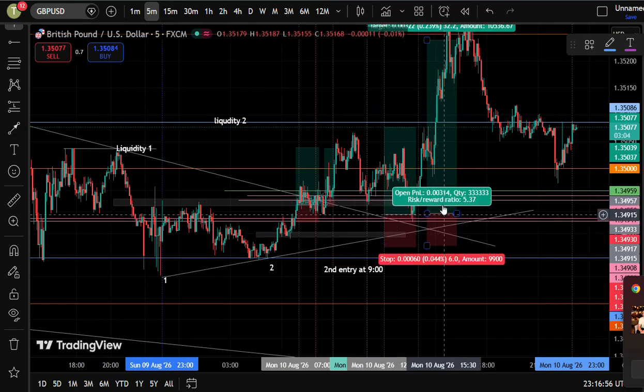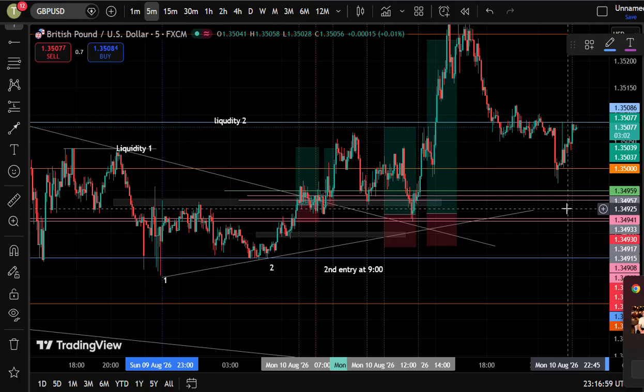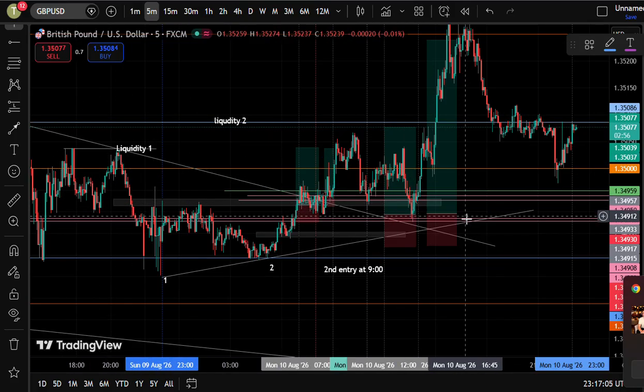So this is my third touch of the line. Since we are still within that trend line, I am still taking my buys. That's why trend lines are very powerful. And now we have resistance break support.